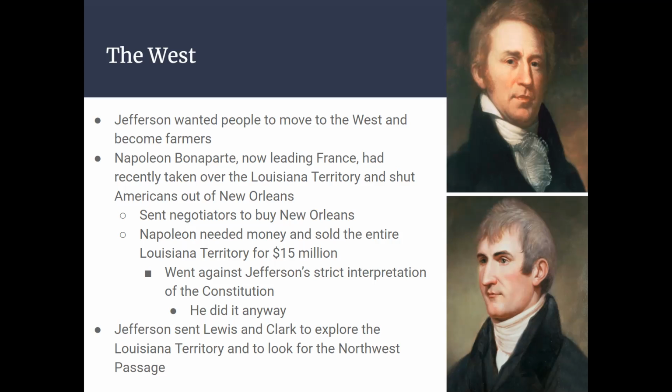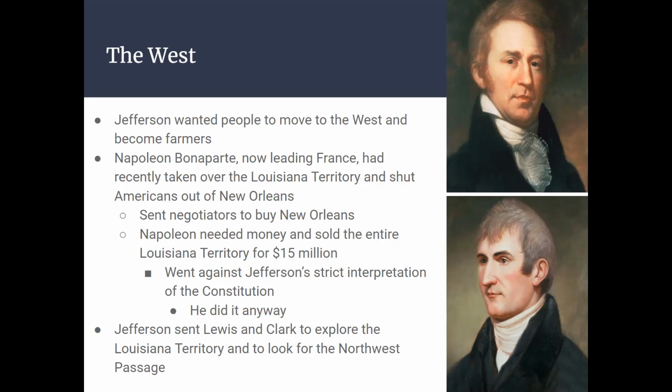He would send an expedition to explore the Louisiana Territory, led by Meriwether Lewis and William Clark, and they're going to look for a Northwest Passage. Ever since the trip with Columbus, Europeans have been looking for an all-water route from the Atlantic to the Pacific Ocean. And the Lewis and Clark expedition hopes that there is what's called the Northwest Passage, which is an all-water route that would lead to the Pacific.